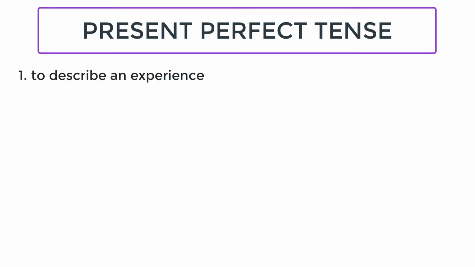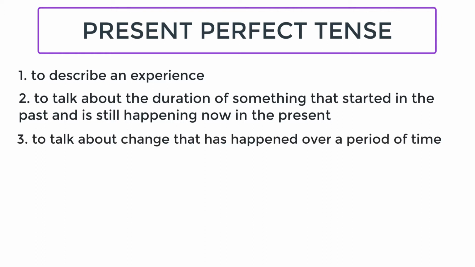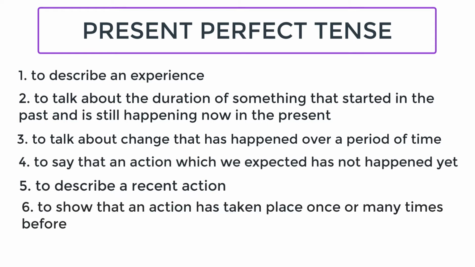The present perfect tense is used to describe an experience, to talk about the duration of something that started in the past and is still happening now in the present, to talk about change that has happened over a period of time, to say that an action which we expected has not happened yet, and in this case we often use the word yet, to describe a recent action, to show that an action has taken place once or many times before, or to show accomplishments.